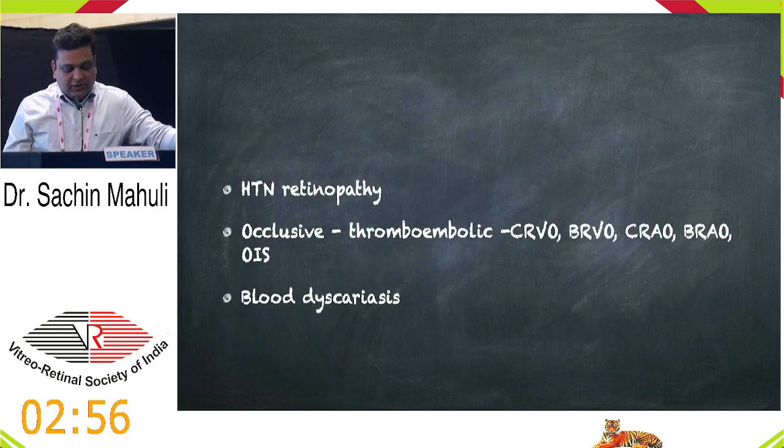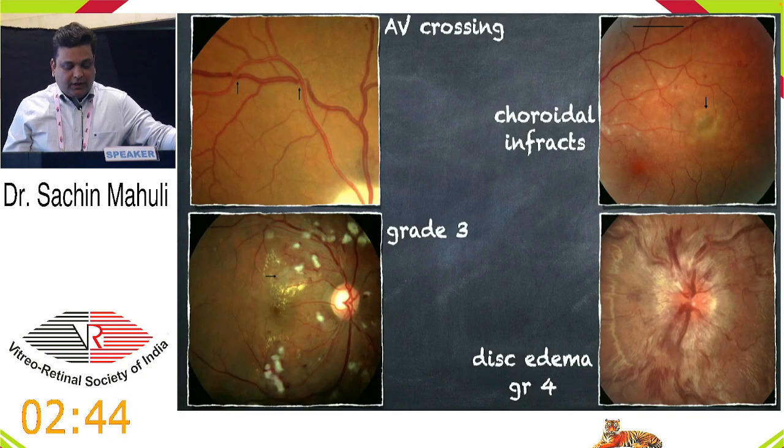Coming to the vascular changes, we'll be touching upon hypertensive retinopathy, occlusive diseases like thromboembolic phenomena, CRVO, CRAO, BRVO, and BRAO, and blood dyscrasias like sickle cell anemia, leukemia, and all that. So these are the pictures we commonly see in our day-to-day OPD, which would alarm us to investigate for the systemic diseases.